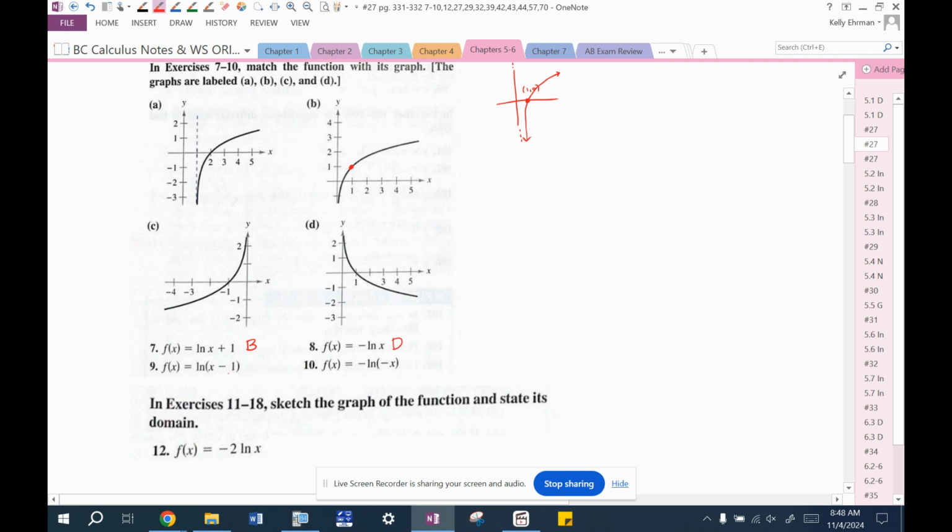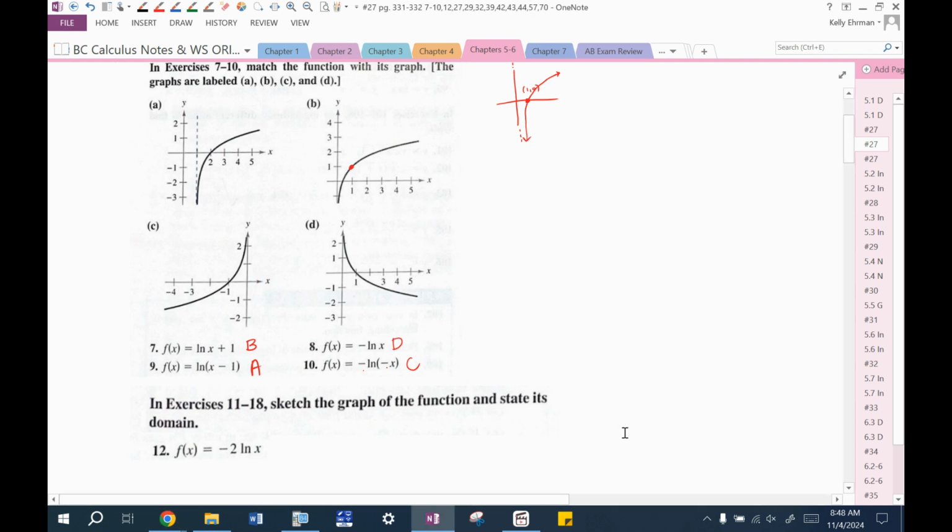This is a shift to the right 1 unit. So if you shift the vertical asymptote from 0 to the right 1 unit, it's now going to be going through 1, so that's A. All that's left is C, but let's take a look at C. So this is both a y-axis and an x-axis reflection. So yes, it should be looking like D, but then reflect D across the y-axis.